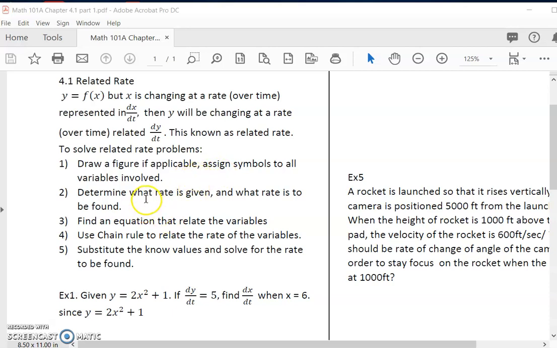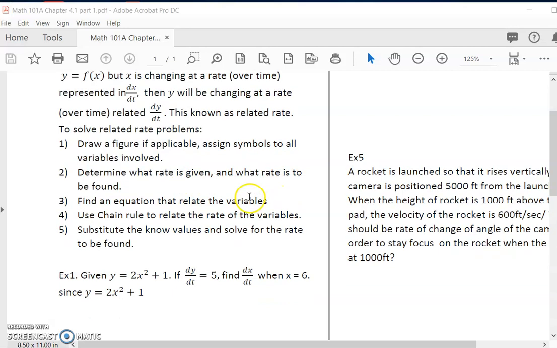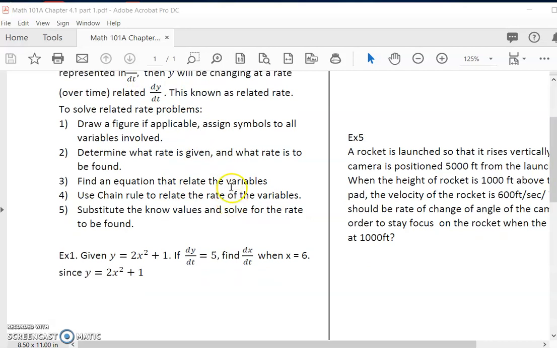Second is to determine in the question what rate is given and what rate is to be found. So do I need to find dy/dt or do I need to find dx/dt or what? Number 3 is find an equation that relates the two variables. So if you want to find dy/dt, but you know dx/dt because they give it to you, then you know that you need to relate x and y. You need to find an equation from the picture to see how the two variables are related.